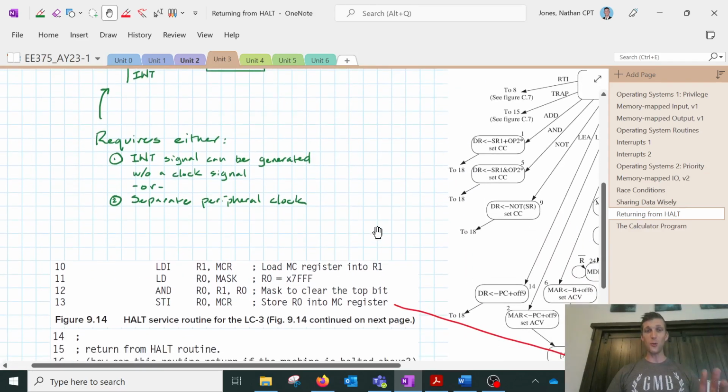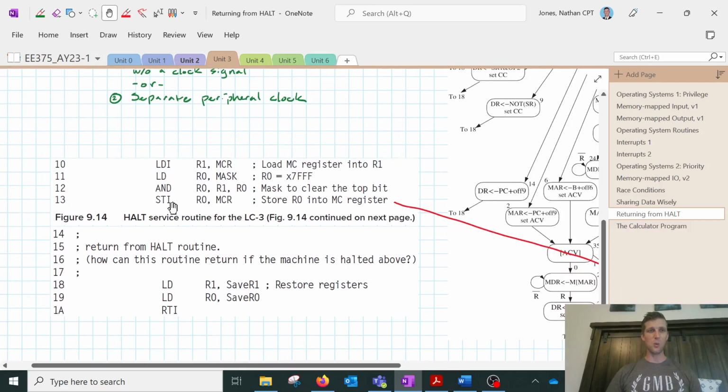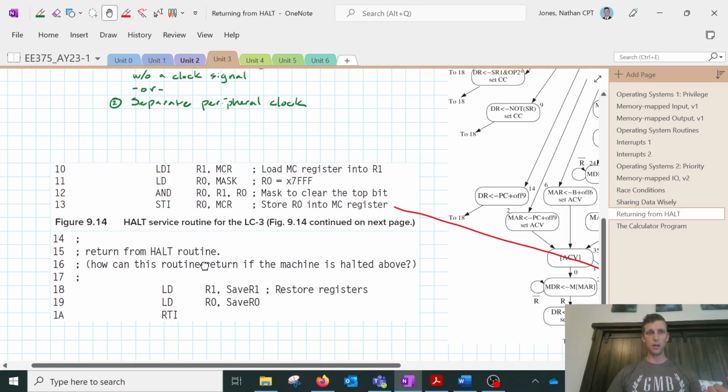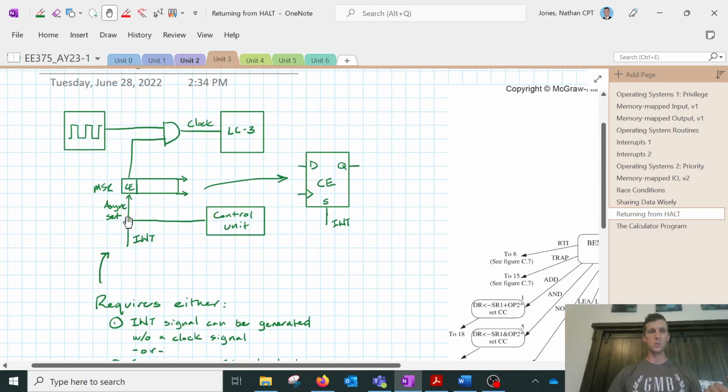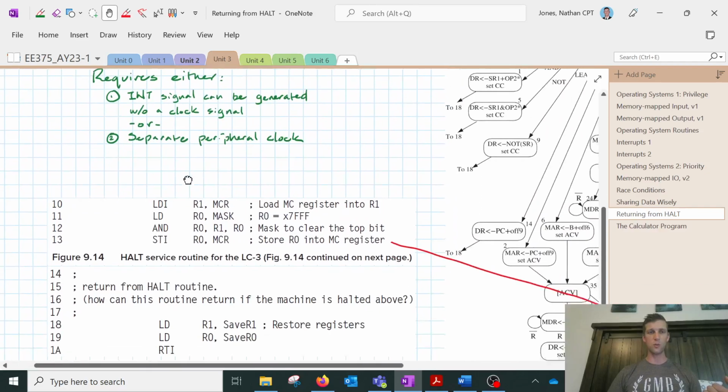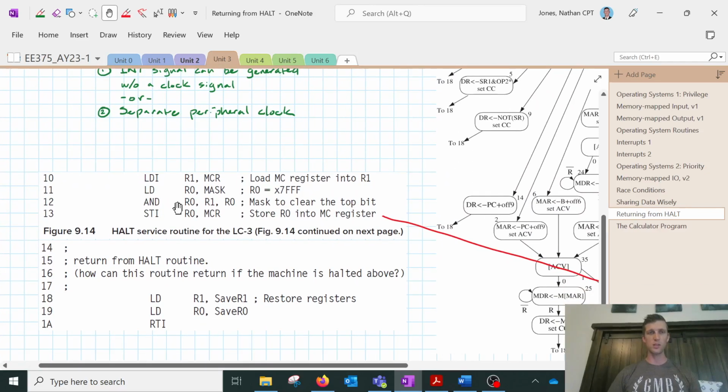And so hopefully now it starts to make sense why, when we are in our HALT service routine, we might have these instructions at the end of the routine, as if this routine would ever terminate, because after we halt, there's a possibility of an interrupt awakening or restarting the processor. So that's the purpose of these instructions down here.